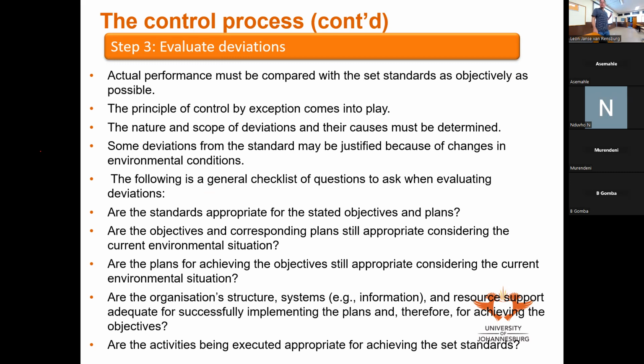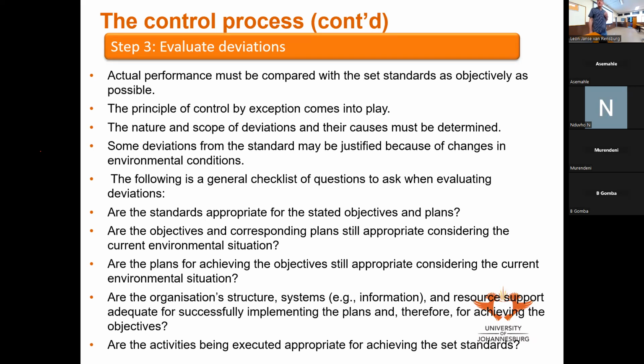And then the principle of control by exception comes to play. So in other words, you don't control things that go wrong. You are only alerted of things that go wrong. Okay? So if there's a variance, you want to know. The other things are fine. You don't want to know about that. That's management by exception. The nature and scale of deviation and their causes must be determined. Like we need to know why that variation is there.